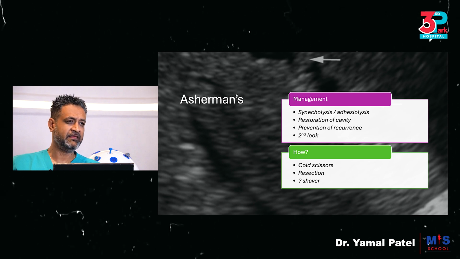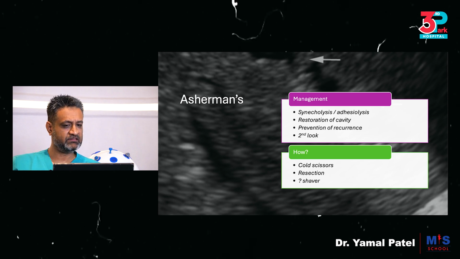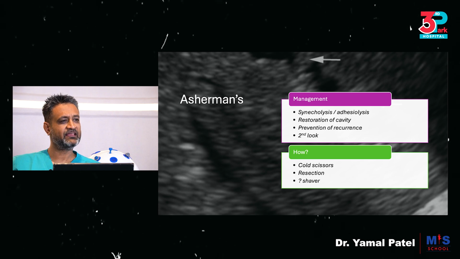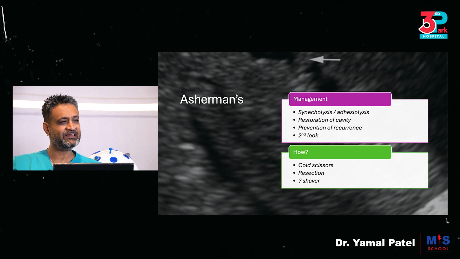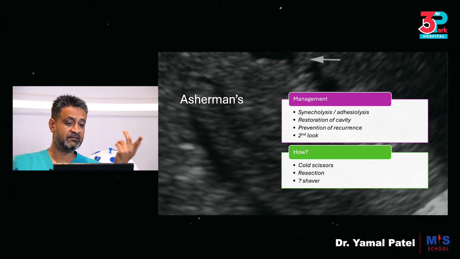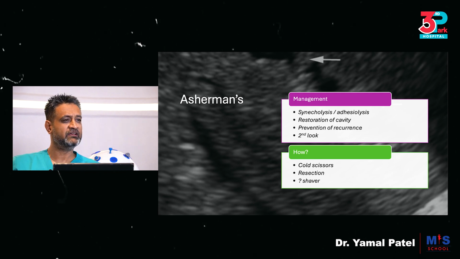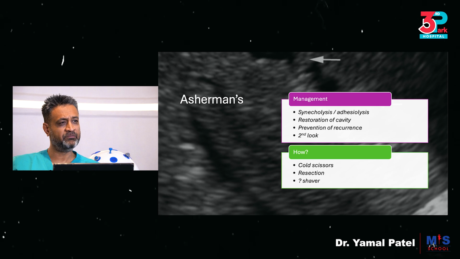How do we do it? There are different ways we could do it. Cold scissors is one way. Resection with energy is another way. Using just an energy bipolar needle is another way. And using a shaver could also be an option, but you may need to get space to get into the cavity to use a shaver. So these are different ways we could approach Asherman's syndrome.